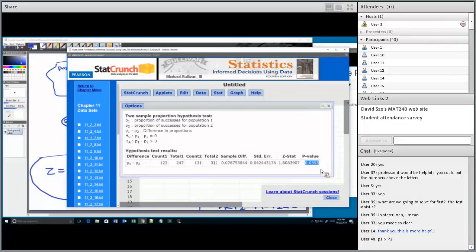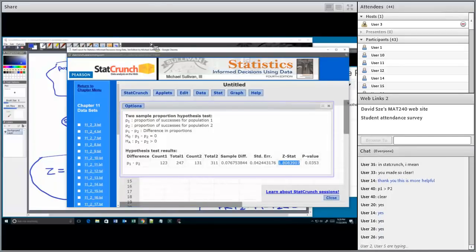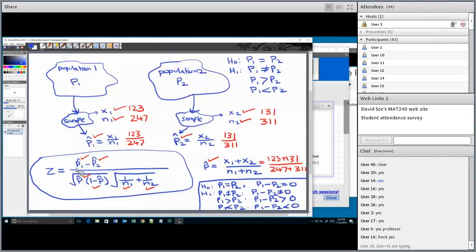Is it clear how it calculated the Z-stat? I'm hoping you now appreciate that StatCrunch makes this so easy to calculate. But if I didn't show you what it's doing, you would take it for granted that it's easy to calculate. Well, it's kind of not easy to calculate. It makes it very easy for you, but it does involve a lot of computations in the background.